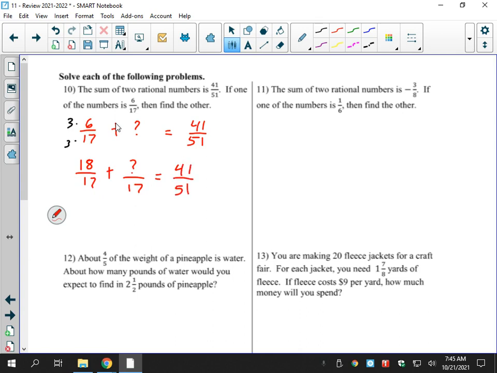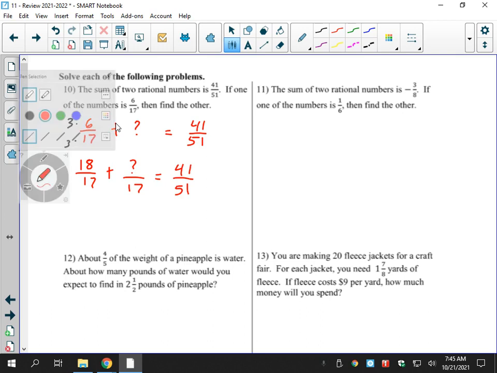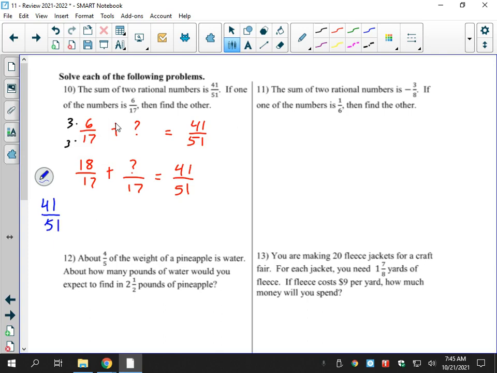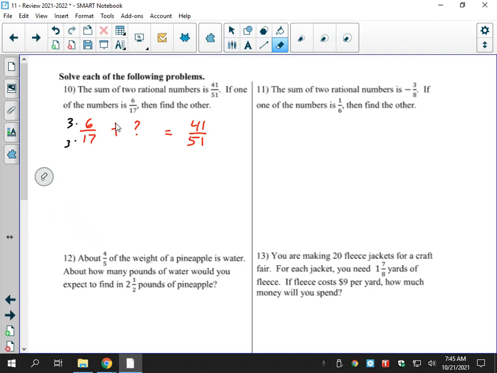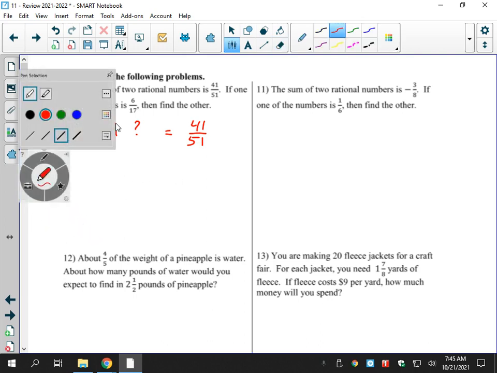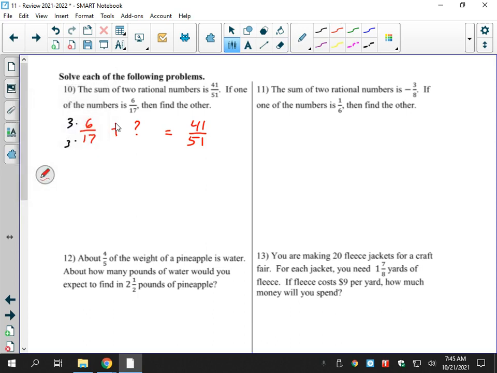Now, if you can see what 18 plus what equals 41 over 51, you can write your answer here right now, make sure it's reduced, and that's enough work shown. If you don't see it, that's where we want to go through, how can I figure this out? Well, we're going to do the opposite. We're going to do 51, the sum, minus the addend. Oh, and I wrote 17s there. I shouldn't have written 17s there. So we multiply by 3 and we get 18 out of 51 plus something out of 51 equals 41 out of 51.